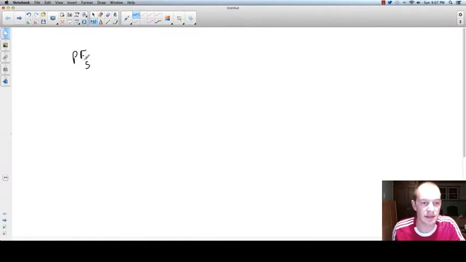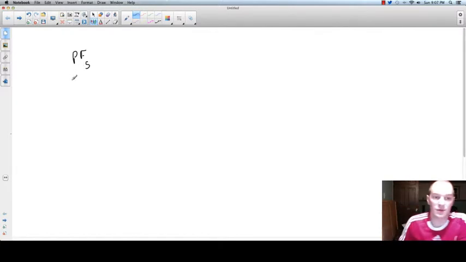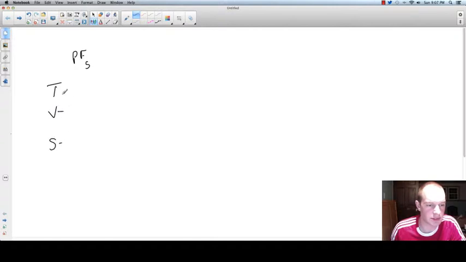Okay, so immediately with PF5 we can see that there's definitely got to be more going on with that. So when we assign total electrons, valence electrons, and shared electrons to PF5, we can see that phosphorus will want to have 8 electrons, and we know fluorine will each want to have 8 as well. So 5 times 8 is 40. Plus 8 more for the phosphorus is 48 total electrons that want to be accounted for.